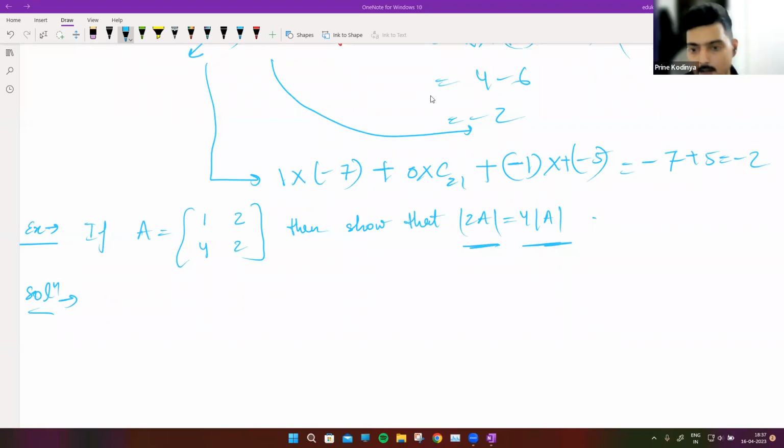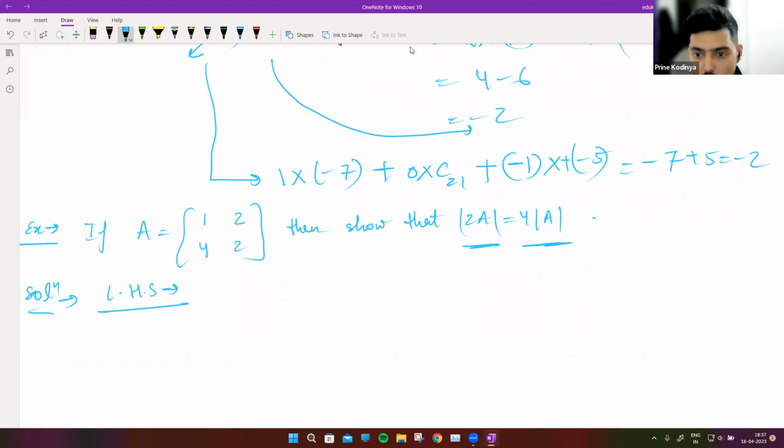Right, exactly. So in the left hand side, we are trying to find the determinant of 2A. 2A is a matrix, so first we'll multiply the matrix by 2, and then we'll take the determinant of all of it. In the right hand side, we will first find the determinant of A, and then whatever that value is, we'll multiply it by 4. Now we have to show that left hand side is equal to right hand side. So let's start with LHS.